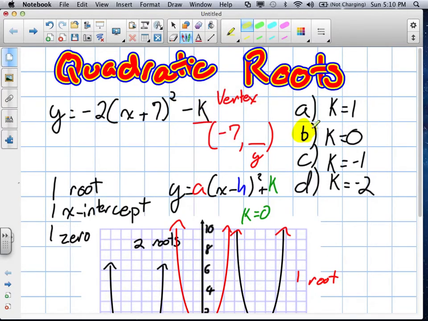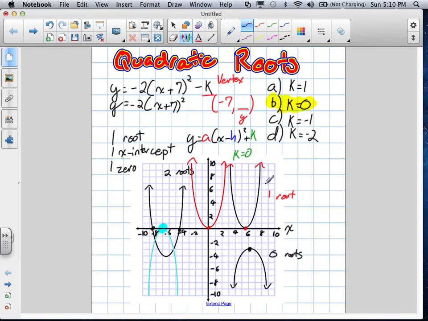That's right. We want it to have a k value of 0. So in other words, it's kind of written like this: y equals -2(x plus 7) squared. And that's it. That would be our final answer to that question.